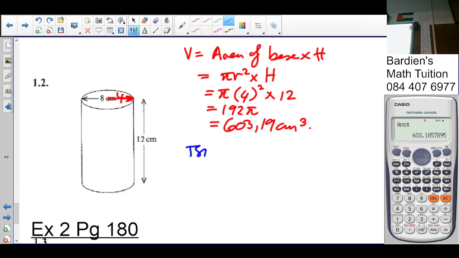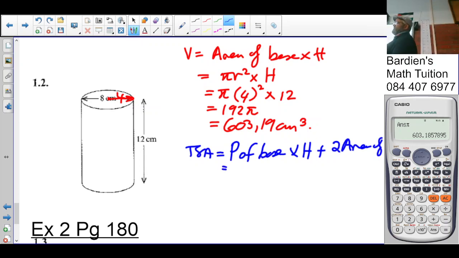Total surface area. Have you calculated total surface area? Perimeter of base times height plus 2 area of base. As you can see, I'm writing it down all the time. Why? So that it sticks, it stays in your mind. Okay. What type of shape is this base? Circular base. How do you calculate the perimeter of a circle? 2 pi r times the height of the object plus 2. How do you calculate the area of the base? Pi r squared.